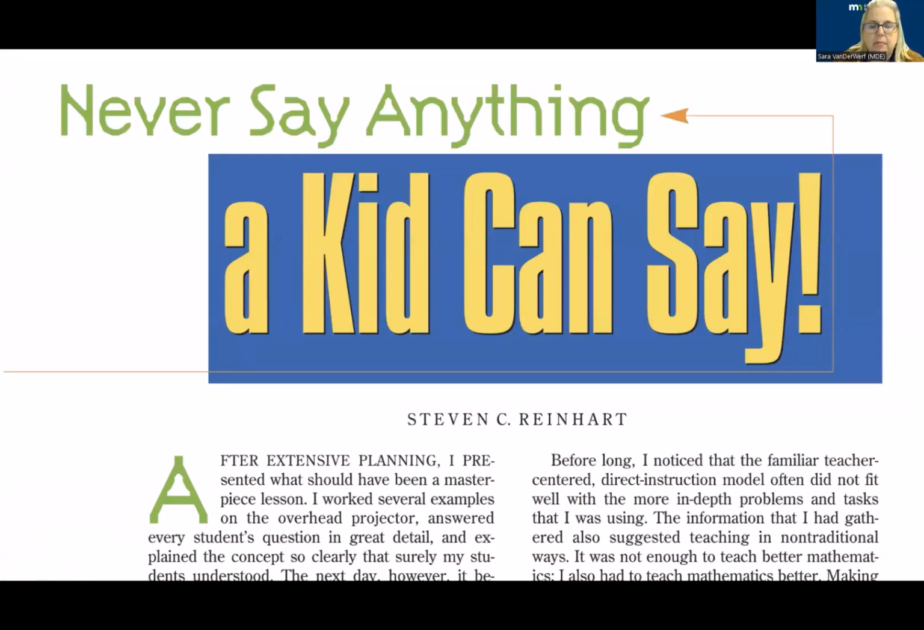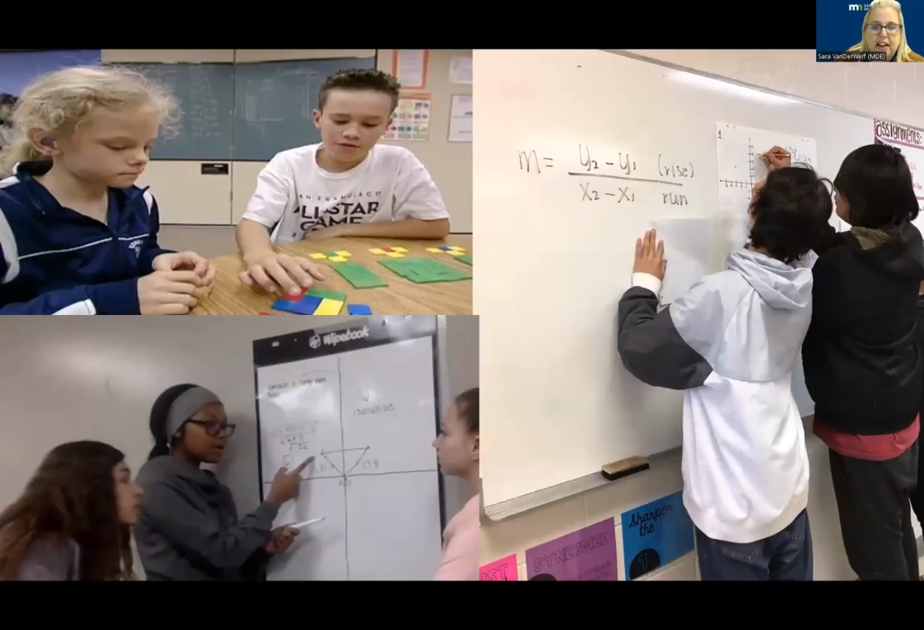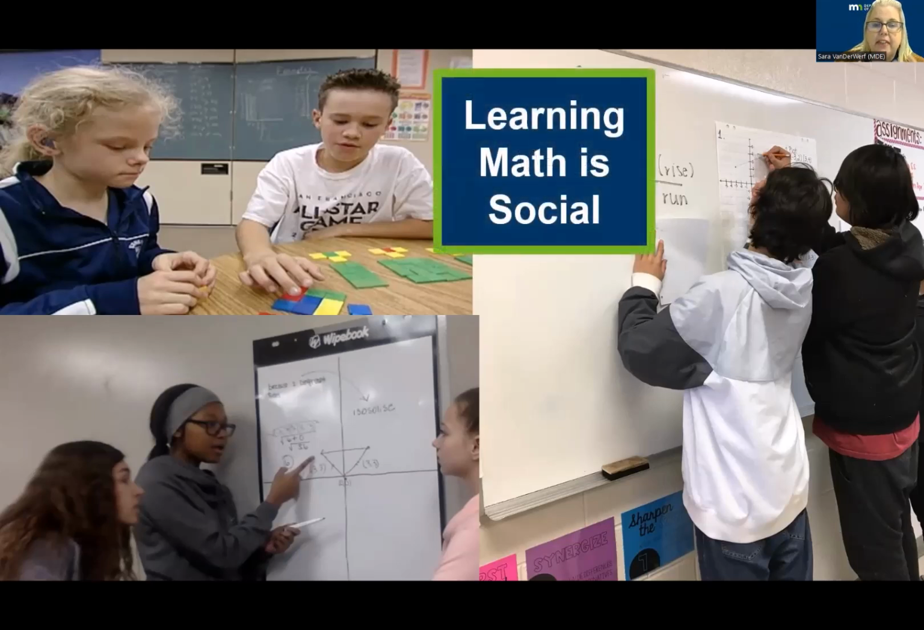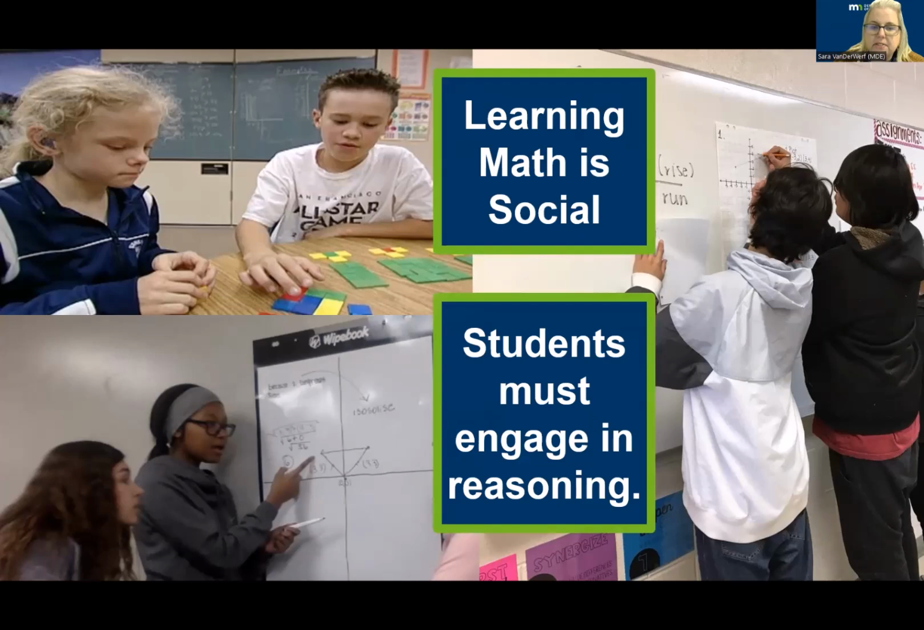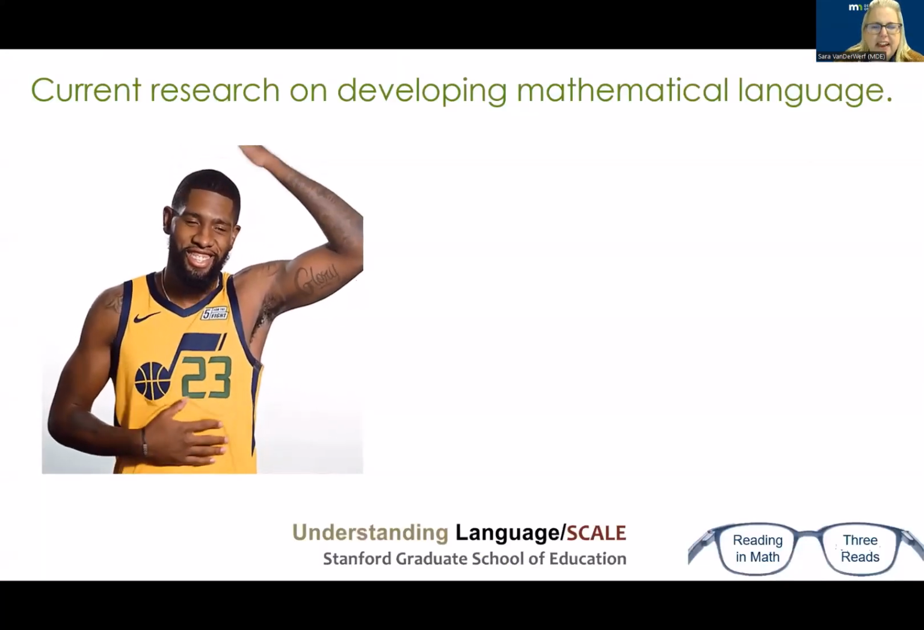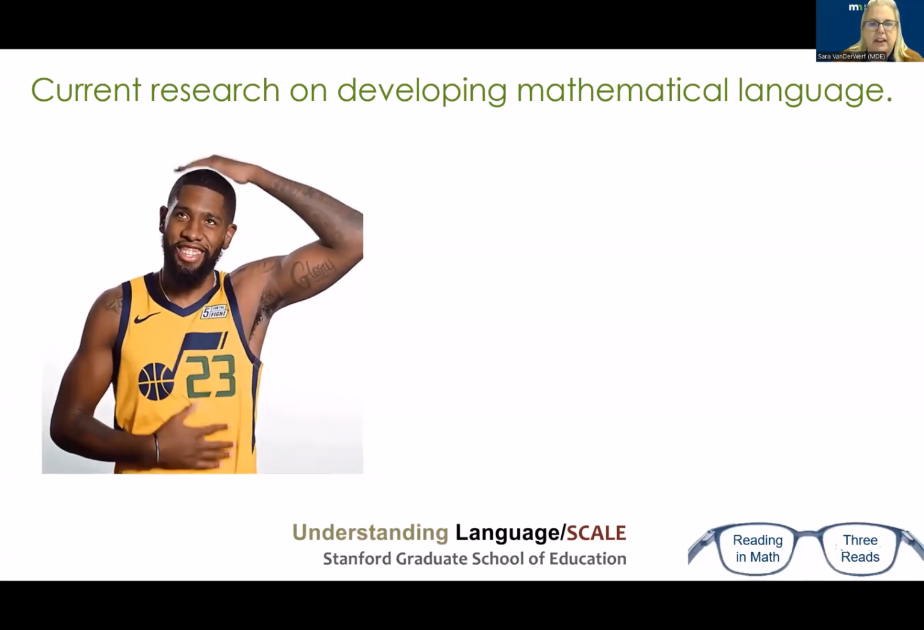One of my favorite articles out there, it's an oldie but a goodie, I uploaded it into the folder that's linked in the document that I shared with you at the beginning of this session. It is an article called Never Say Anything a Kid Can Say. There are a lot of really great ideas in there to get students talking out loud, because what we know about good instruction in math is that the learning of math is social and students must engage in reasoning. So what does the current research say and how do we develop that mathematical language?